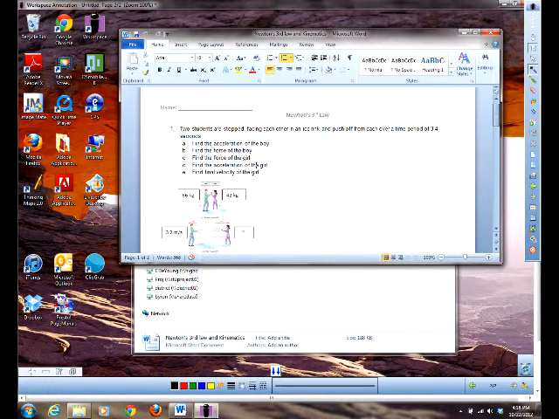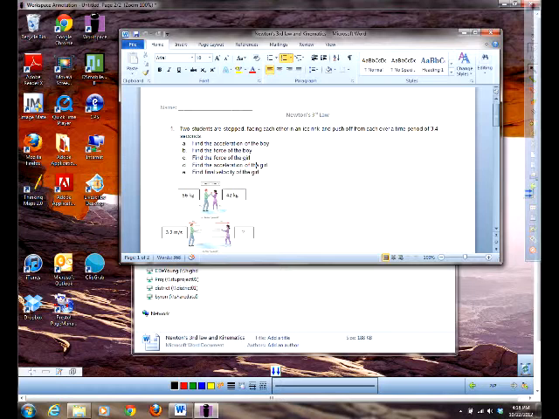Alright, so the first problem says two students are stopped facing each other in an ice rink and pushed off from each other over a time period of 3.4 seconds. You have 5 things that you have to answer. Find the acceleration of the boy, find the force of the boy, find the force of the girl, find the acceleration of the girl, and find the final velocity of the girl.